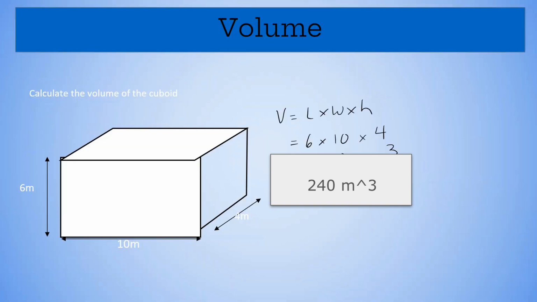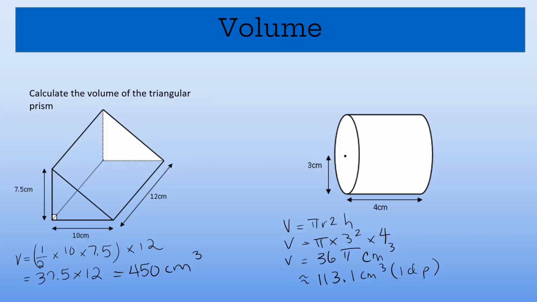To calculate the volume of a cuboid, you multiply the length times width times depth. The answer is 240 meters cubed. To calculate the volume of the prism, you would calculate the area of the face and multiply it by the depth. For the triangular prism, you multiply half times 10 times 7.5 times 12. The volume is 450 centimeters cubed.